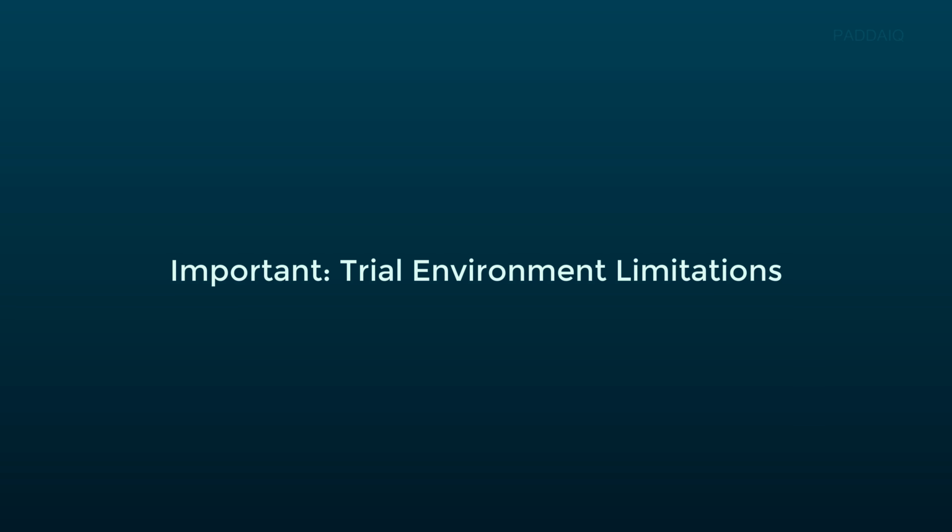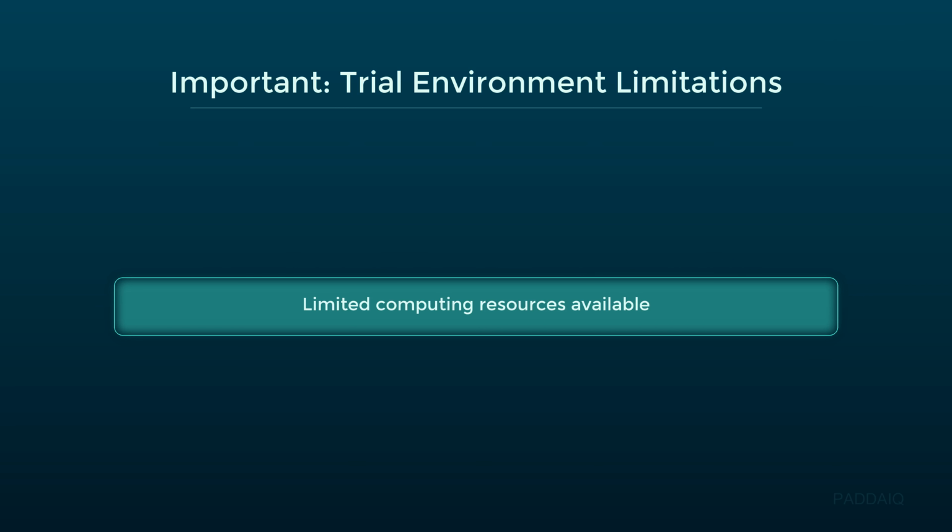Important trial environment limitations to note. Limited computing resources available. This means your trial account has a small, fixed capacity for processing power and memory. For example, if you build an app, it might run slowly or stop if too many people try to use it at once. Therefore, you cannot run production workloads in this environment.